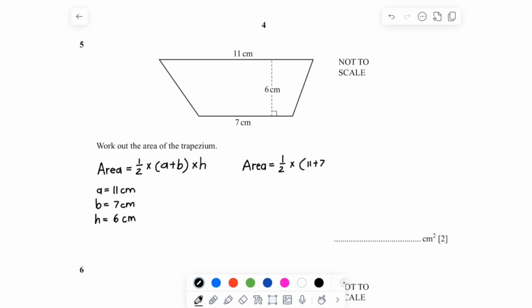Now we can simplify this step by step. So we add the parallel sides. 11 plus 7 equals 18. So now we have 1/2 times 18 times 6. Now 18 times 6 is equal to 108. And if you multiply 108 by 1/2, or you divide it by 2, then you get 54. So that means the area of the trapezium is equal to 54 centimeters squared.